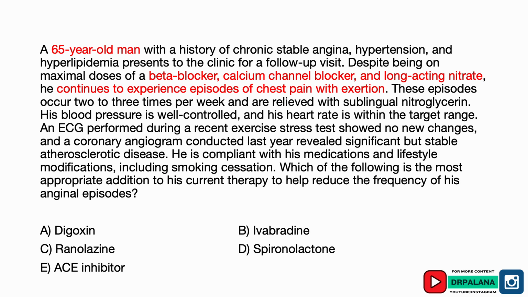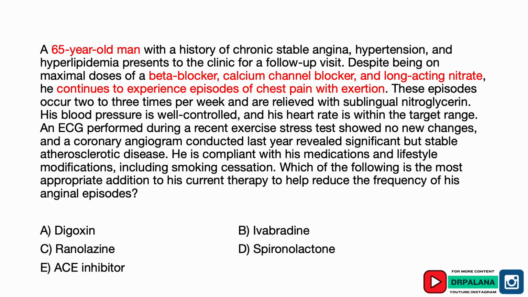A 65-year-old man with a history of chronic stable angina, hypertension, and hyperlipidemia presents to the clinic for a follow-up visit. Despite being on maximal doses of a beta blocker, CCB, and a long-acting nitrate, he continues to experience episodes of chest pain with exertion. These episodes occur 2 to 3 times per week and are relieved with some sublingual nitroglycerin. His blood pressure is well controlled and his heart rate is within target range.